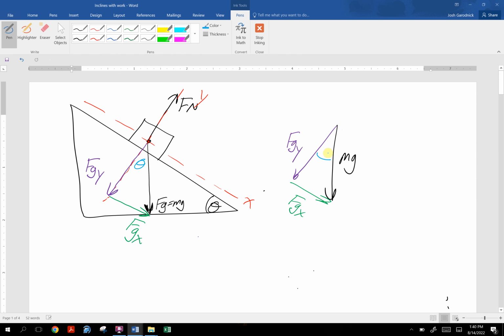Okay, we want to relate these sides using trig. Mg is the hypotenuse. It is the longest side of the triangle. It's opposite the 90 degrees. So what trig function relates Fgx, which is opposite from the angle, to the hypotenuse? Well, opposite should be screaming sine at you. So sine theta is opposite over hypotenuse. So that's Fgx over mg, or the force of gravity in the x-axis is simply mg sine theta.